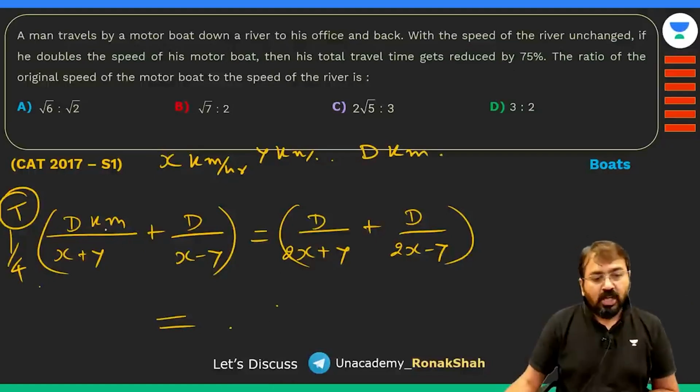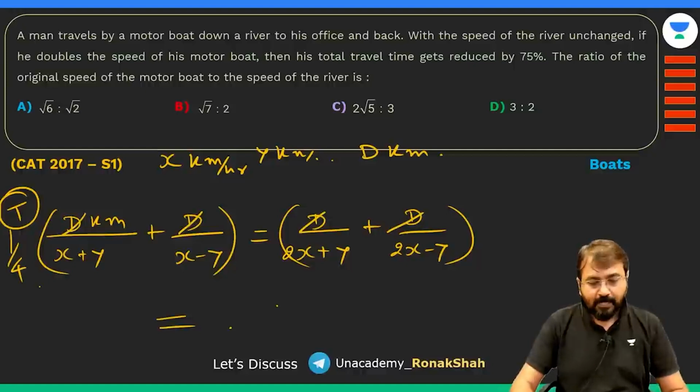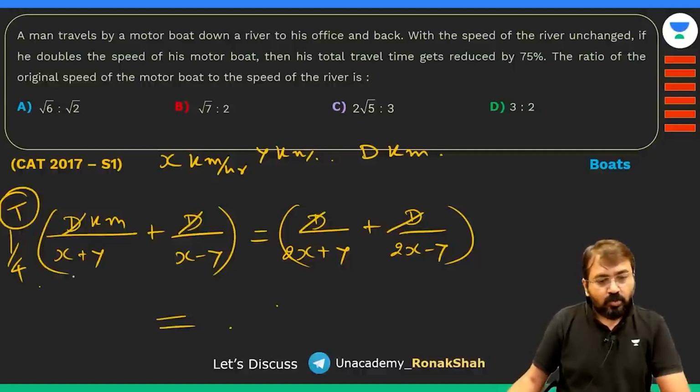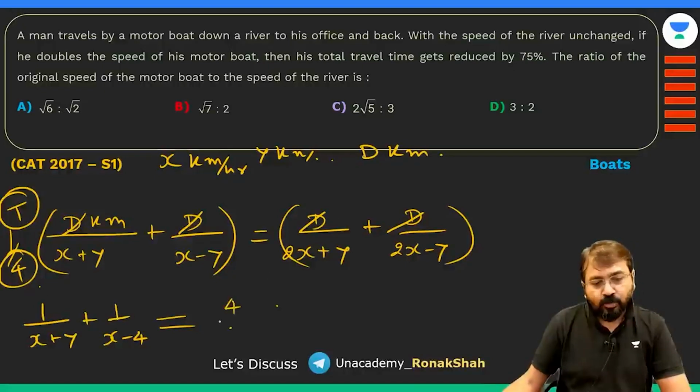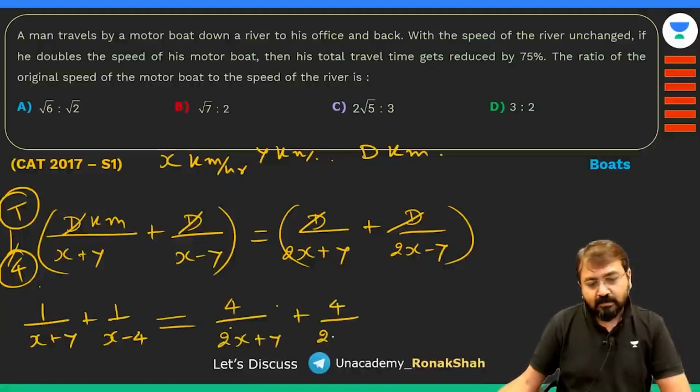Yes. So now what we can do is we can just remove this d as the common factor. So what will we get on the left hand side? It will be 1 upon x plus y plus 1 upon x minus y, and I am just multiplying this 4 over here. So I'll get 4 upon 2x plus y plus 4 upon 2x minus y.